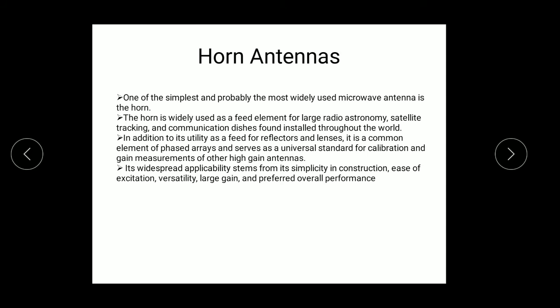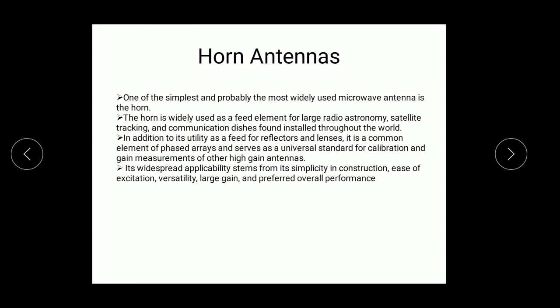Horn antennas have a lot of applications. In the case of radar applications, the horn antenna has high directivity, high gain, and also high power handling capability. Due to these characteristics, horn antennas can be used for radar applications and long distance satellite communications.